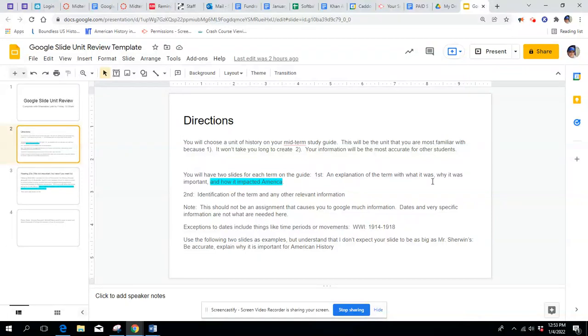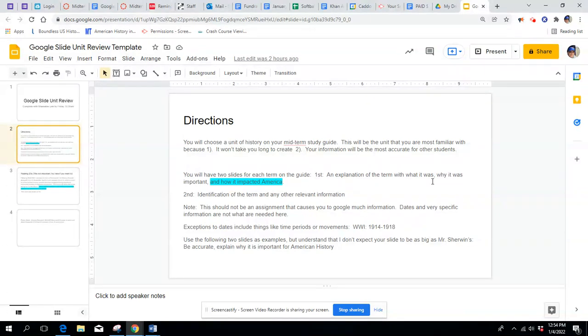Okay, and of course the second slide is going to be the actual term, what it is, and if you have any other relevant information. Okay, so you shouldn't have to Google stuff. The whole reason of you choosing your best is that you can share your best, and we have the best one to share with other students. Okay, so dates and very specific information are not really what we need here.